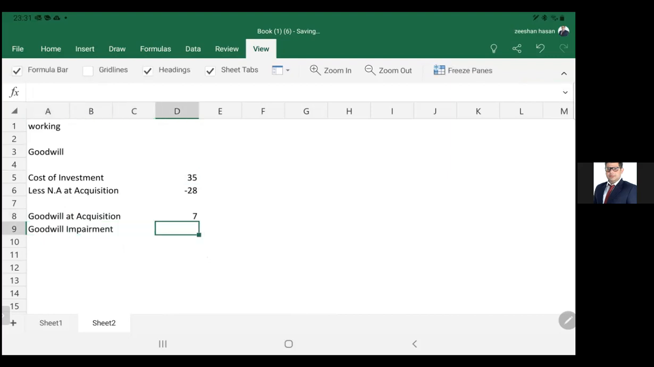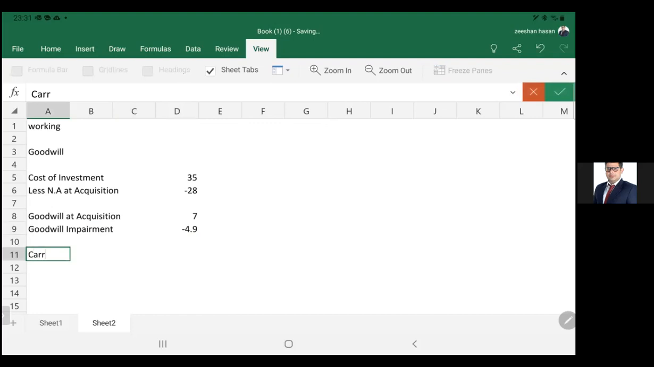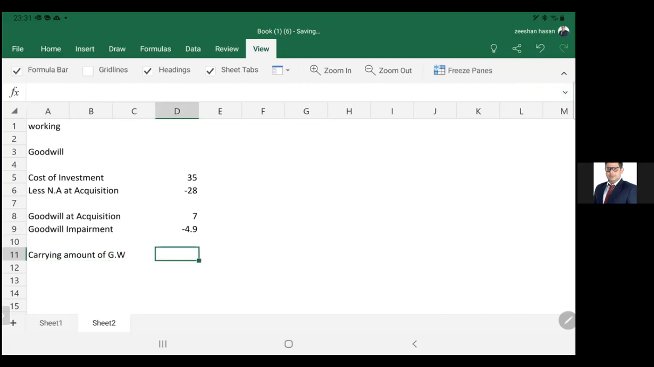Okay. Finally, goodwill impairment. How much is that? Minus 4.9. Carrying amount of goodwill is equal to the sum: 7 minus 4.9, 2.1. Right? Done. Goodwill. Now we have to do the calculation for loss on disposal.